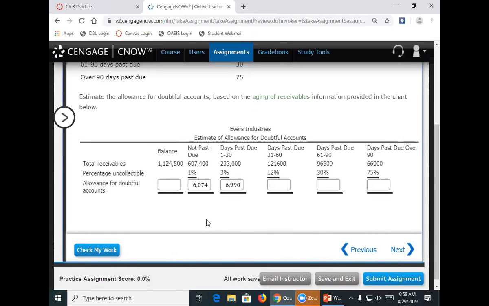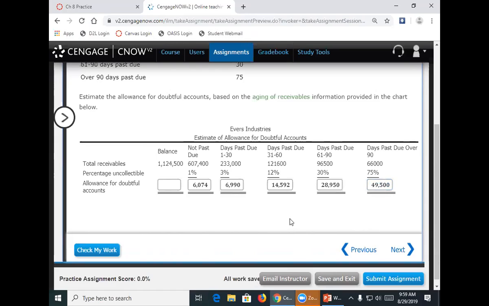What about the 31 to 60, 12% uncollectible? Very good, 14,592. And then the next one we have 61 to 90 is 30% uncollectible. So what did you guys get for that one? 28,950. And then the last one is over 90 days past due. And so what percent or how much is uncollectible there? 49.5. Very good, 49,500.